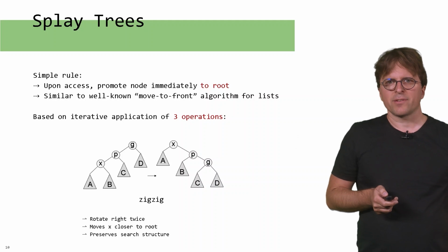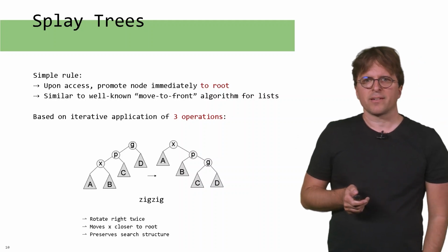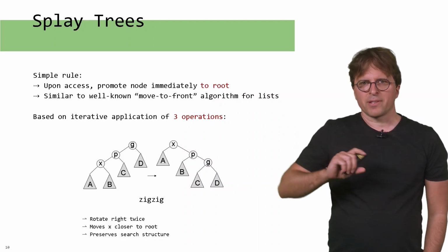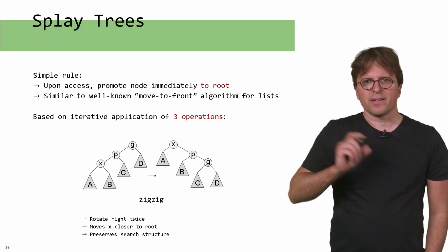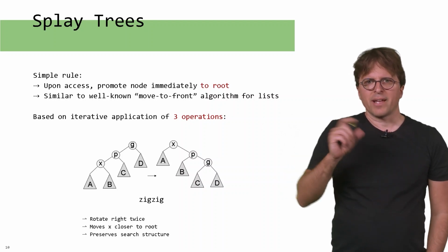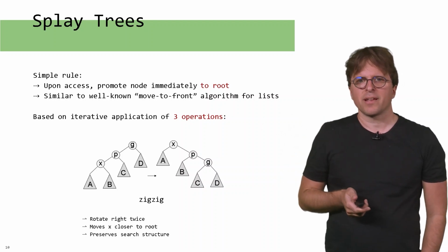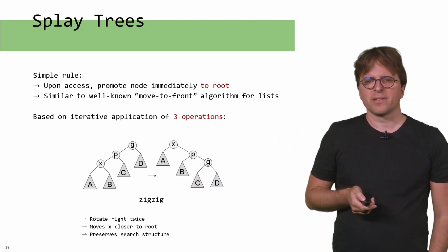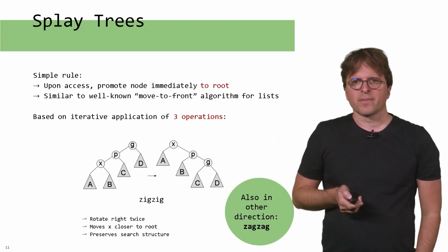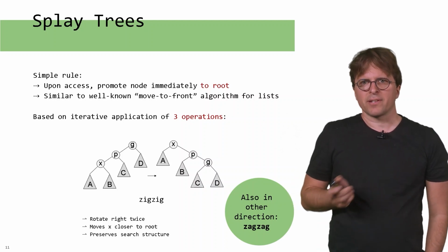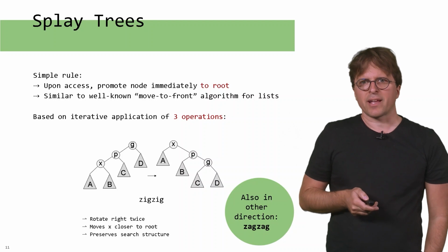And then there is operation zig-zig. This is like rotating again to the right, but now we rotate it twice. Okay, and then again we move the item x closer to the root, and we still preserve the search property of the BST. And again, there is a symmetric version that is rotating to the left, that is called zag-zag.